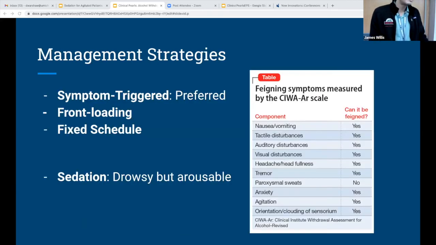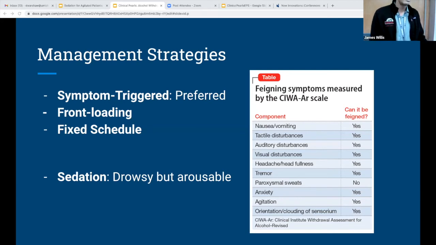So we're going to jump to management strategies here. Generally, there's 3 ways of thinking about how to do this. There's your symptom triggered, which is the preferred option. This is when you use CIWA and say, okay, this patient has a CIWA greater than 8. I'm going to treat them with a benzodiazepine, say Q1 hour, and reevaluate, see if their CIWA is now below 8.